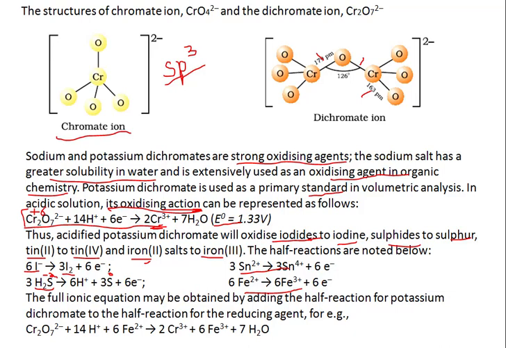Now the final equation for the oxidation of ferrous to ferric is given, obtained by combining the half reactions. We get this equation: dichromate ion plus 14H positive plus 6Fe2 positive results in the formation of 2Cr3 positive, 6 ferric ions as well as 7 water. The same equation has already been discussed in class 11. So these are the main properties of the dichromate ion, or we can say potassium dichromate.